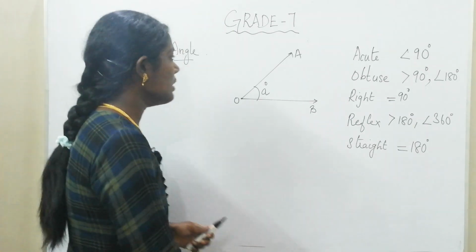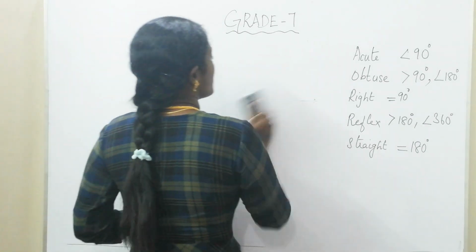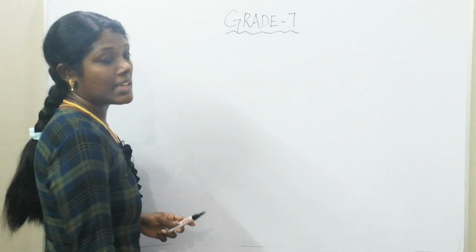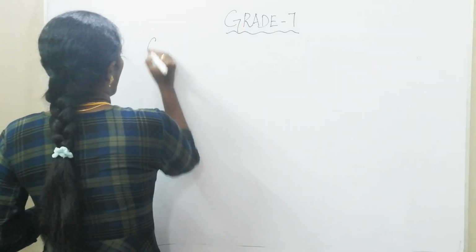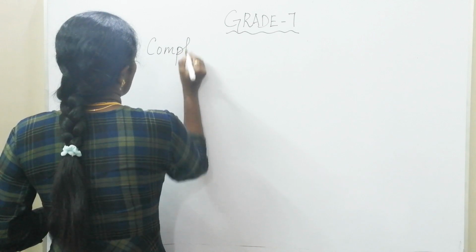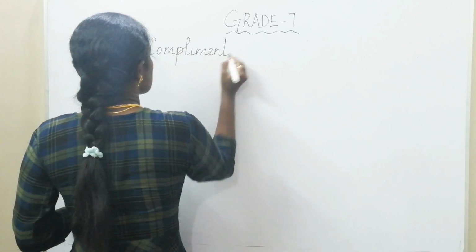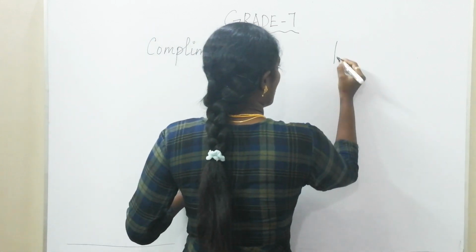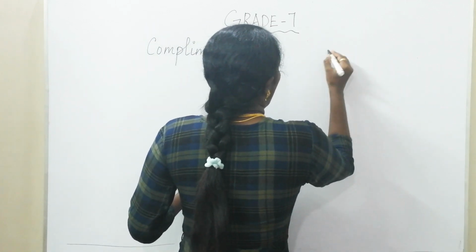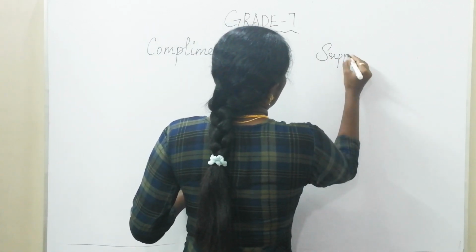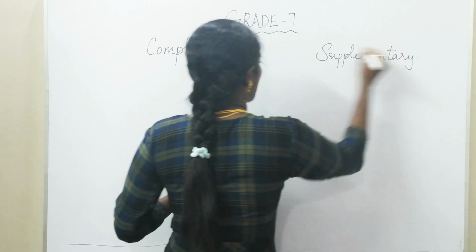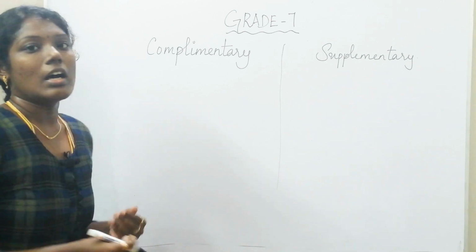But we are going to learn certain other types of angles in this class. First and foremost, we'll just learn what is called as complementary angles and supplementary angles. So the basic type of angle that we are going to learn now is complementary and supplementary angles. What is complementary and what is supplementary? That is a question here.